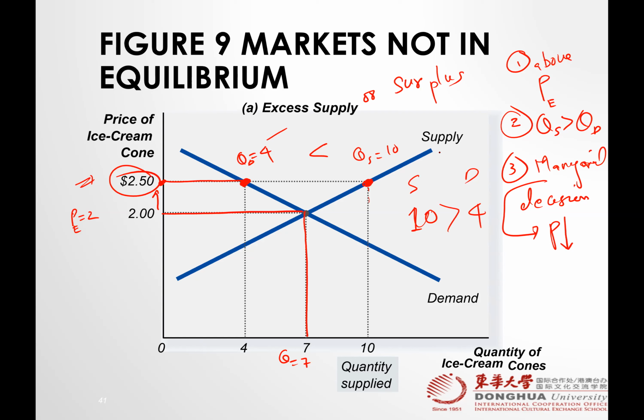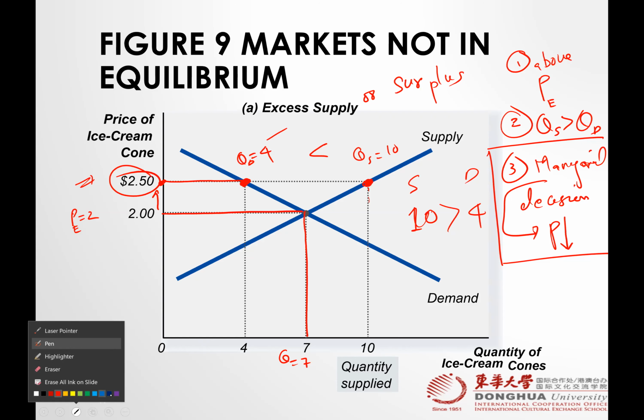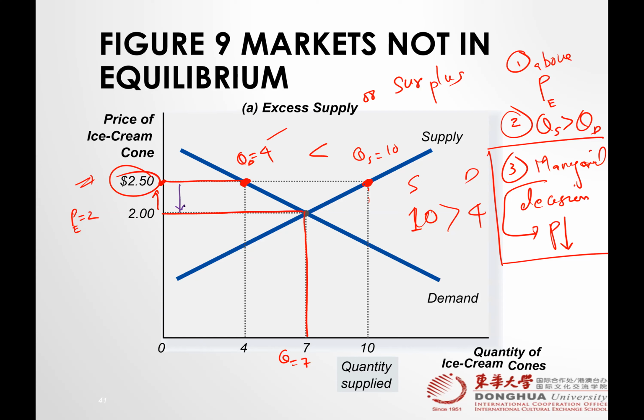So in order to sell more, what is the decision by the suppliers? They will decrease the price. From the market price, let me call it PM. So when surplus happens, the market price will go down until it reaches the equilibrium price, right? So that is the further discussion.